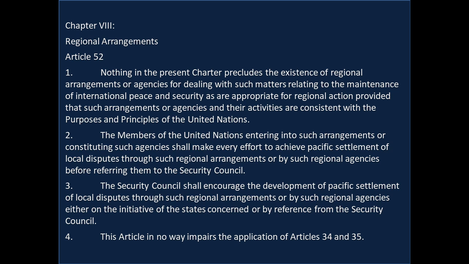Article 52. 1. Nothing in the present Charter precludes the existence of regional arrangements or agencies for dealing with such matters relating to the maintenance of international peace and security as are appropriate for regional action, provided that such arrangements or agencies and their activities are consistent with the purposes and principles of the United Nations. 2. The members of the United Nations entering into such arrangements or constituting such agencies shall make every effort to achieve pacific settlement of local disputes through such regional arrangements or by such regional agencies before referring them to the Security Council. 3. The Security Council shall encourage the development of pacific settlement of local disputes through such regional arrangements or by such regional agencies either on the initiative of the states concerned or by reference from the Security Council. 4. This article in no way impairs the application of Articles 34 and 35.